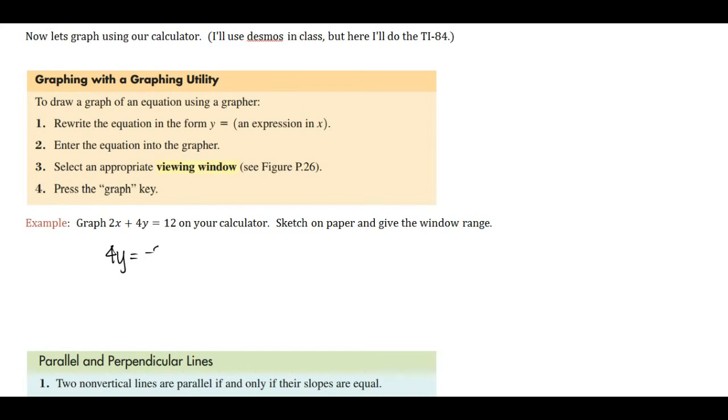I'm going to move that 2x over. And then after I move the 2x over, I'm going to move the 4 over. And I'm going to have negative 2, 4, so negative a half x plus 3. So graphers usually like it like this. Now, cool thing, Desmos would have taken the original, but for the sake of fun, I rewrote it anyway.